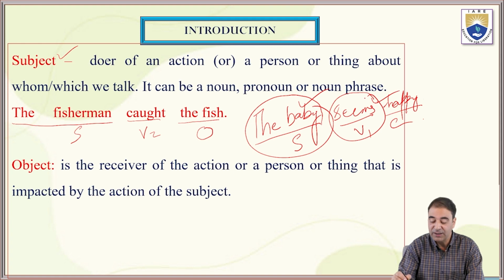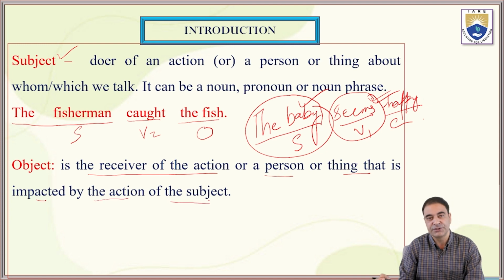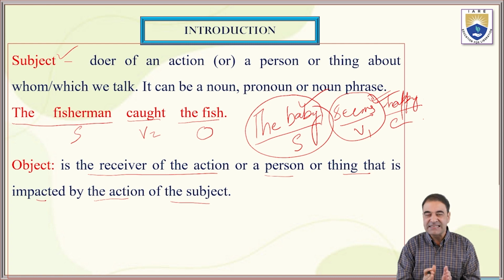Seems is an intransitive verb. It shows the state of the baby. Now the next one is object. Object means the receiver of an action, or a person or thing that is impacted by the action of the subject. To make it more simple, to make it shorter, object means a receiver of an action.